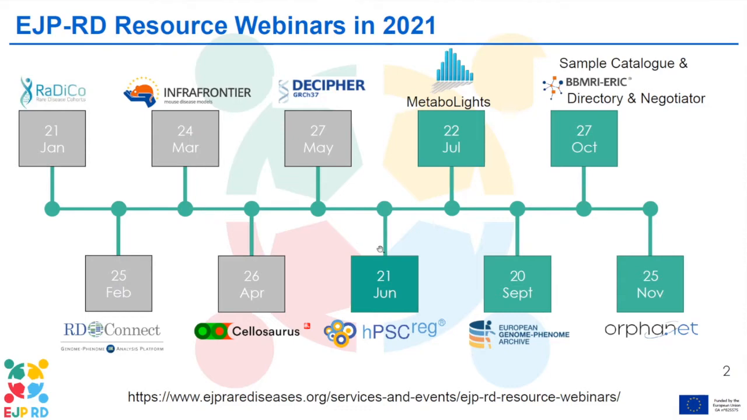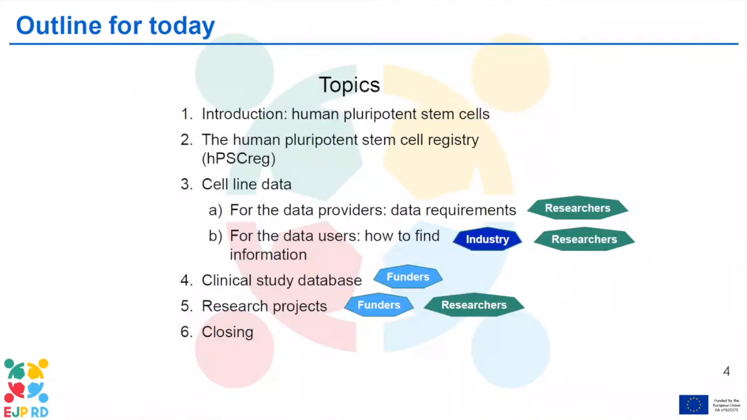And yeah, today is my turn, June 21st. So today I will present hPSCreg. I'm going to give you a short background on the human pluripotent stem cells, a short overview of the registry itself, and then I'm going to present three main resources in hPSCreg, including cell line data, the clinical study database, and research projects. I hope to also highlight the utility of hPSCreg resources for stakeholders from research, industry, and funding agencies.